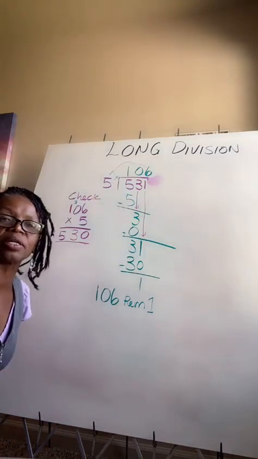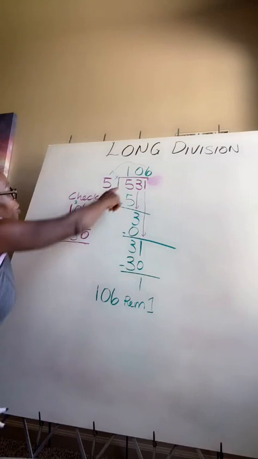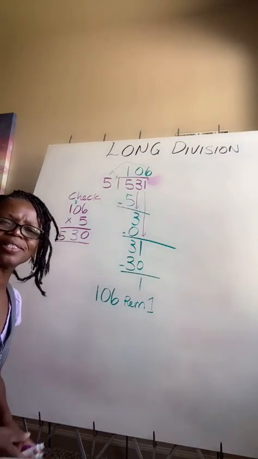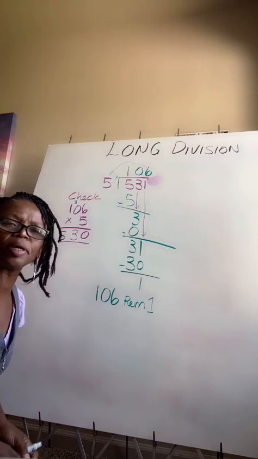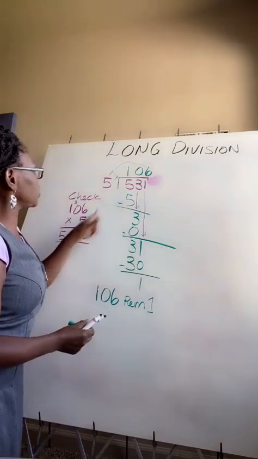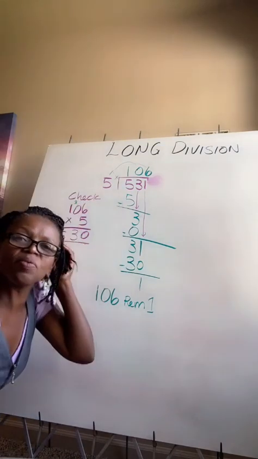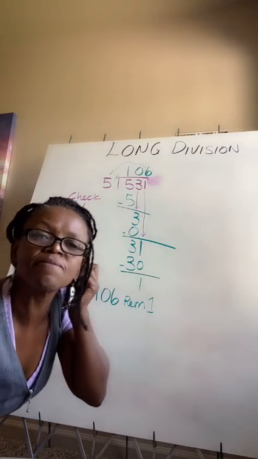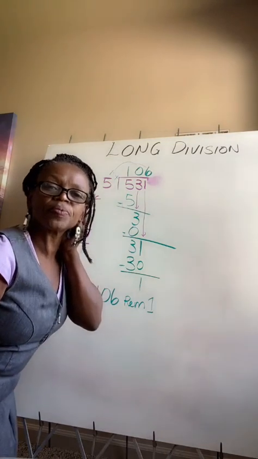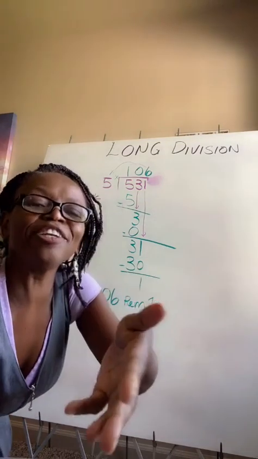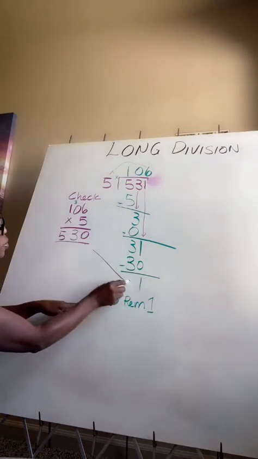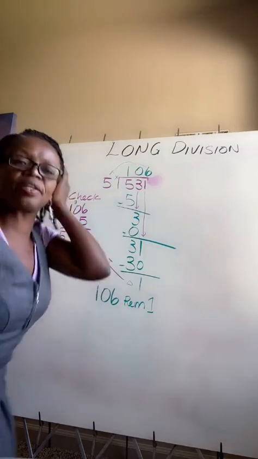Why do we have 530 here and 531 over there? What are we missing? Where is the 1? Are we right? It's the remainder. Yes. Plus the remainder, plus 1.